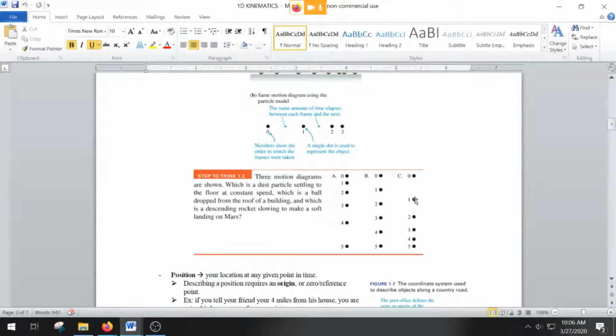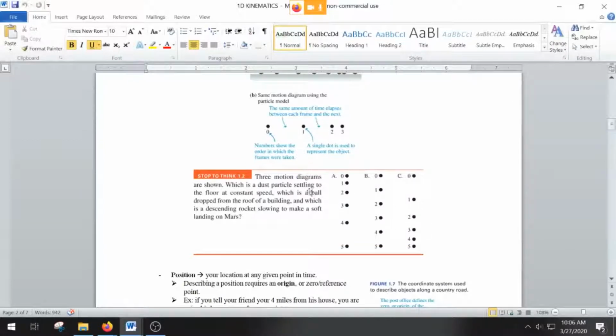That's going to indicate the position of that object. If we're looking at these three motion diagrams, in A, it shows us something that is speeding up. Every second of time that elapses, it travels a greater and greater distance. In B, notice that the distance covered every single second is identical. Therefore, we know that it's traveling at a constant velocity. And in C, what do we see? It's covering less and less distance every single second. So we know that this is an object that's slowing down.